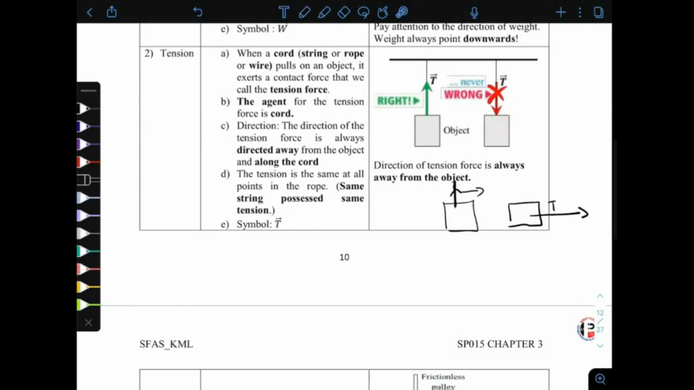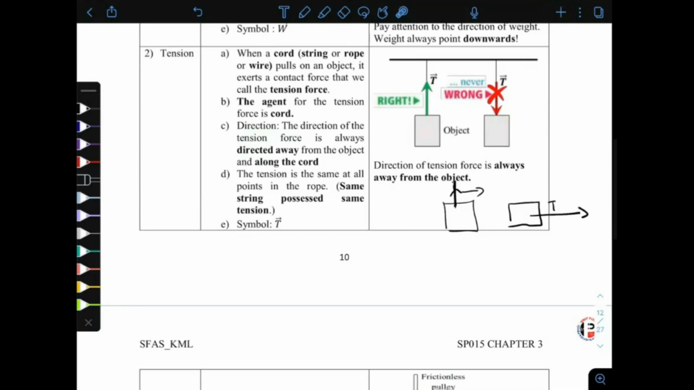So the direction for your tension is always directed away from the object and along the cord. Okay, direction dekat sini dia ada satu arah yang tetap. Macam weight tadi kita cakap sentiasa downwards. Tak kisahlah macam mana sekalipun kedudukan objek kamu itu, kamu punya weight sentiasa ke bawah. Contoh dalam situasi pertama yang kita tengok, your object is on a horizontal surface, weight kita directly downwards. When it is on inclined surface, walaupun permukaan kita incline, kamu punya weight tetap ke bawah.